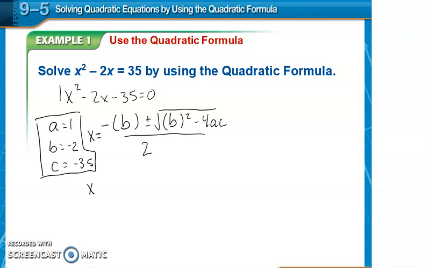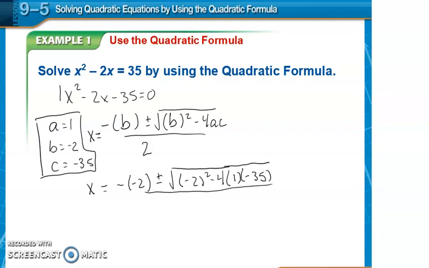So for this one, x equals negative. Instead of that b, I'm going to put in a -2. Then plus or minus the square root of -2 squared minus 4. A is 1. Notice I put the a in a parentheses, and c is -35. What this does is it helps you remember that you're multiplying all of those first. Remember, in order of operations, PEMDAS, you're supposed to multiply everything first, take care of things under the square root sign. So, and this is over 2 times a. So a is 1 in this case.